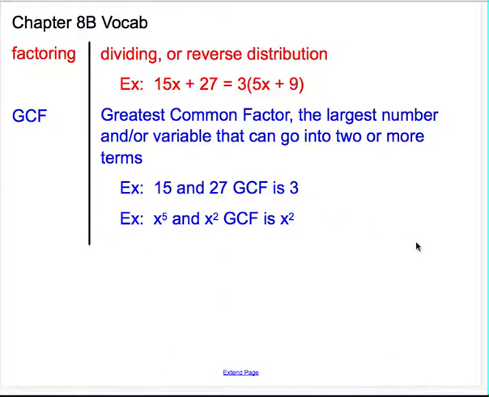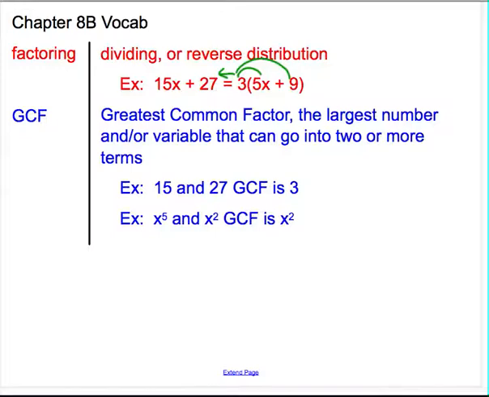So now we're looking at the second half of chapter 8, which is the factoring unit. Factoring is dividing, or it's kind of a reverse distribution. So what we've been doing is using the distributive property this way to get this answer. Well, now we'll be given the answer, and we have to factor it into a monomial times a binomial, or we'll also look at factoring it into a binomial times a binomial.